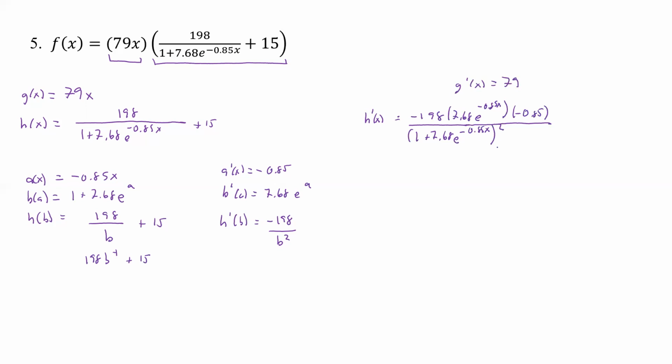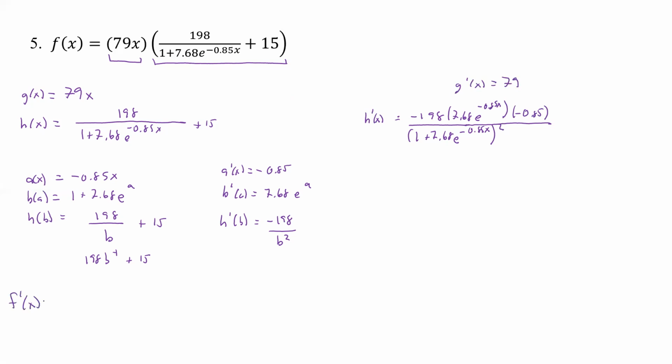Now we could simplify and multiply this times this times this, you know, it's one of those things. You can do it sometimes. Then if you do it and then you don't know where you got that number, then you could be lost. But you know, negative 198 times 7.68 times a negative 0.85, that gives us 1,292.544. So is that number better than the three there? I'm not sure if it is or not. So I'm going to leave it as this.